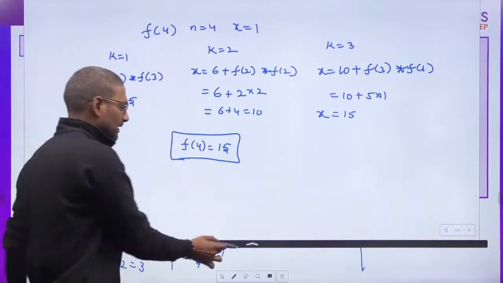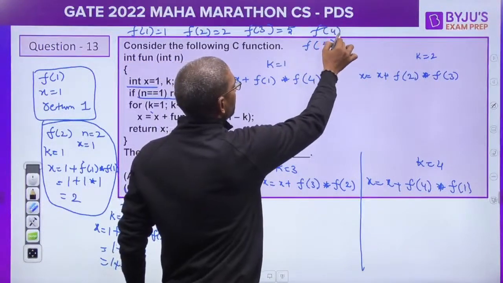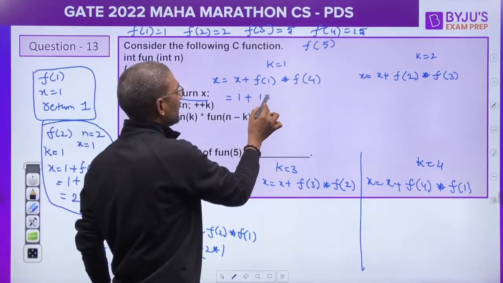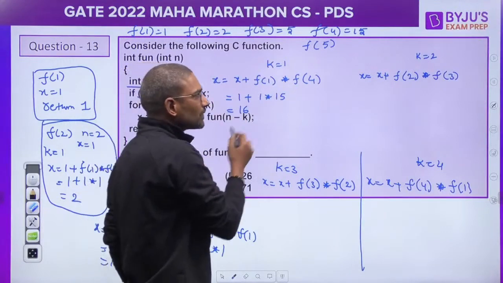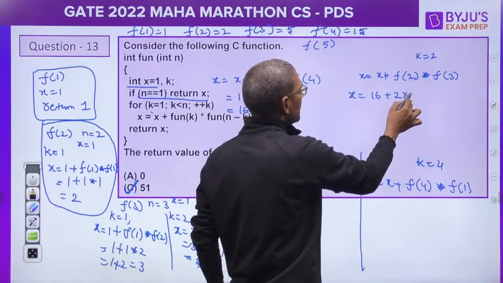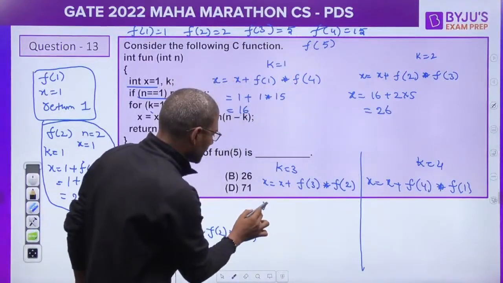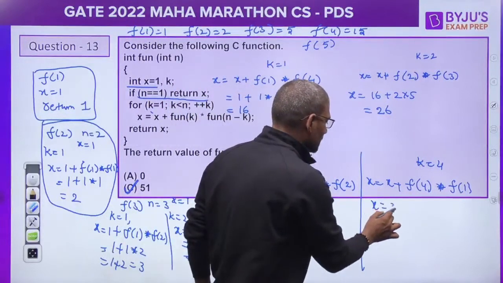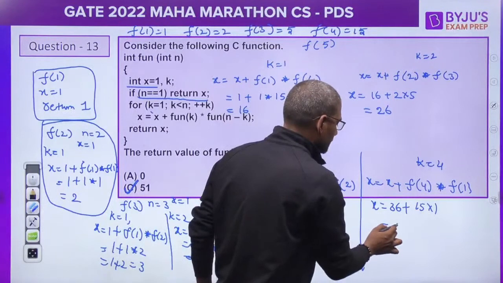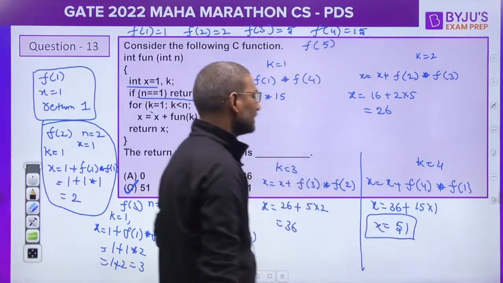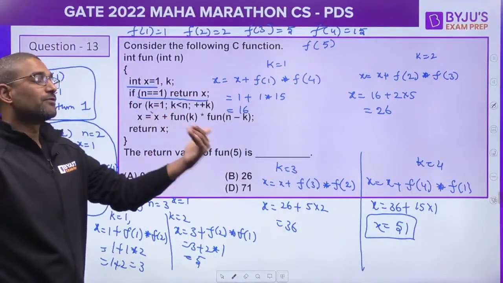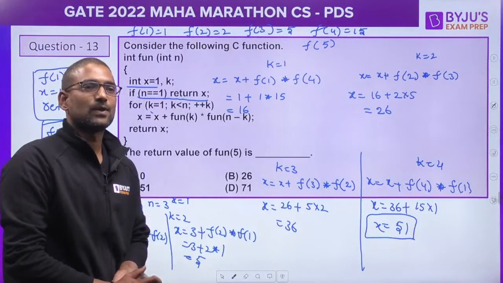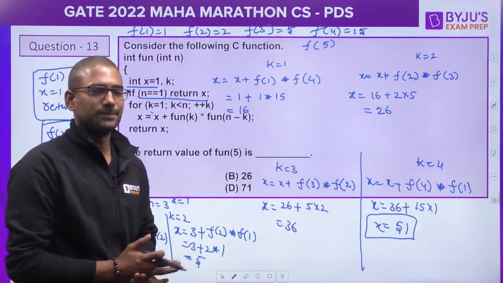Now we should use all these in f of 5. It's a very lengthy question, no? So here first 1 plus 1 into 15, 16. That comes here. 16 plus 2 into 5, 26. That comes here. 26 plus 5 into 2, 36. That comes here. 36 plus 15 into 1, 51. So finally what is returned? X. So what is the return x? 51. Okay, yes, a bit lengthy but required.